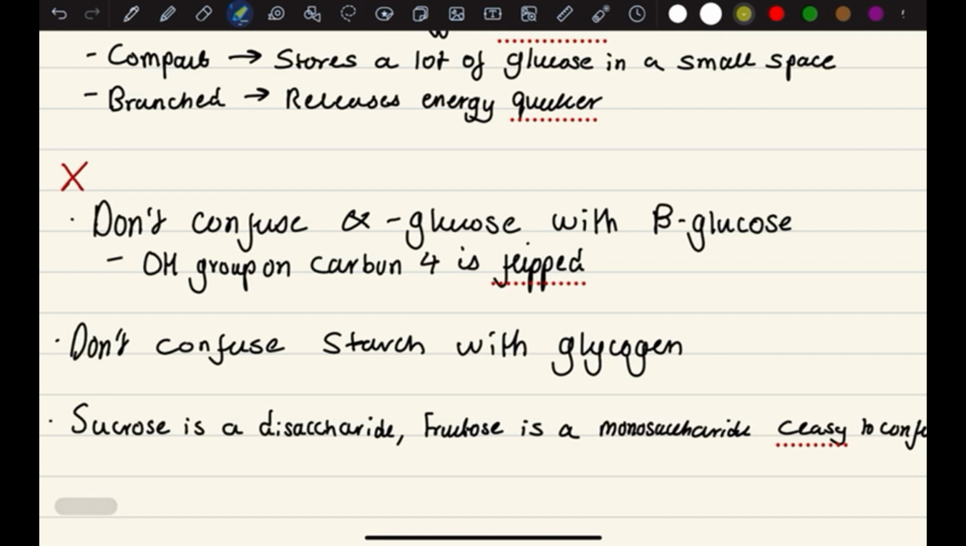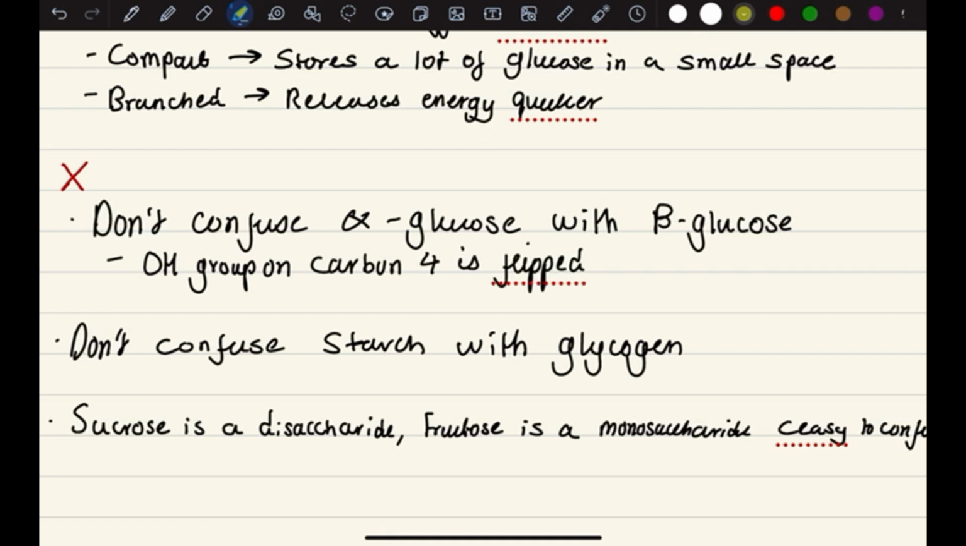Don't confuse alpha glucose with beta glucose. If you go back to the very start of the video, we did draw out both, yeah? You'll just see that the OH group on the 4th carbon, or the one furthest to the right, you'll see that it's flipped in beta glucose, yeah? Just make sure that you don't forget that, especially when you get to topic 4, because again, really easy marks to pick up.